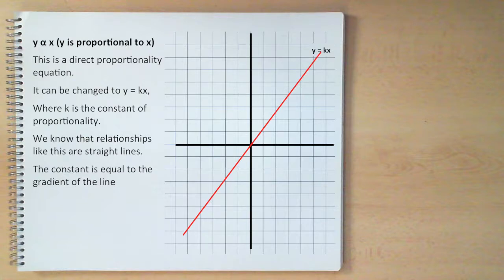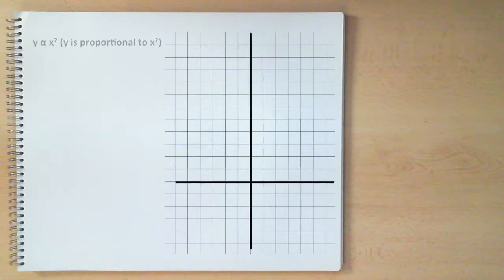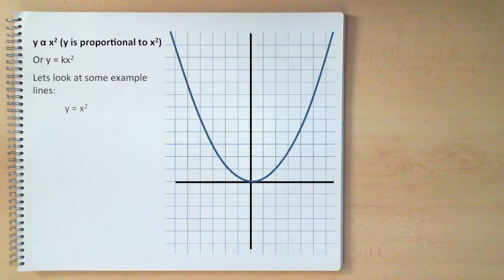Let's move on to something a little bit more complicated. Let's look at the graph now where y is proportional to x squared. So if we put our constant of proportionality in there, we get y is equal to kx squared. This gives us the opportunity to draw a graph. Here's some examples. y is equal to x squared. So it's the typical shape of a graph involving x squared, which has a single turning point, and in this case the turning point is at 0, 0.